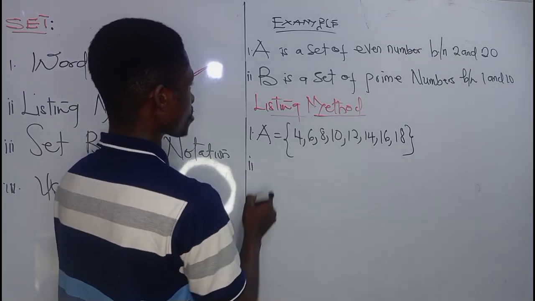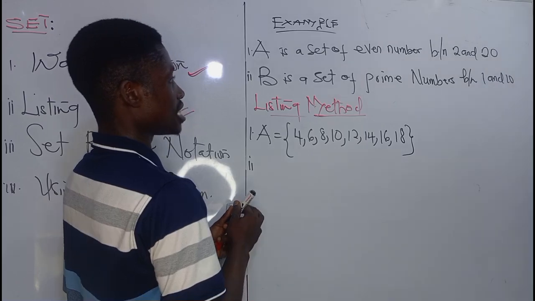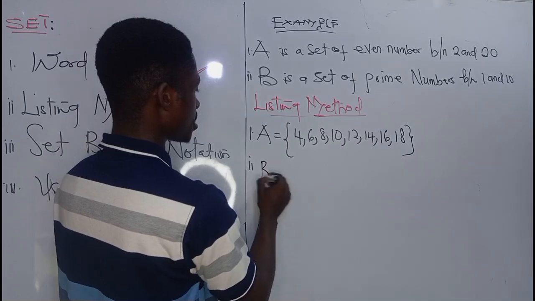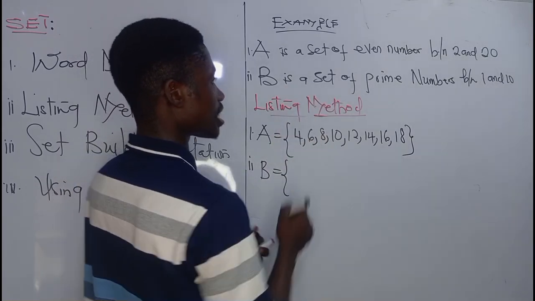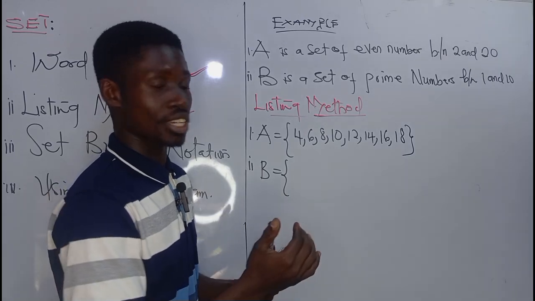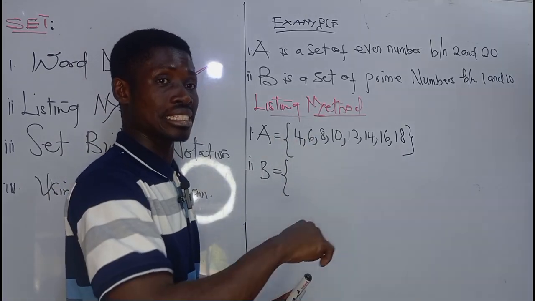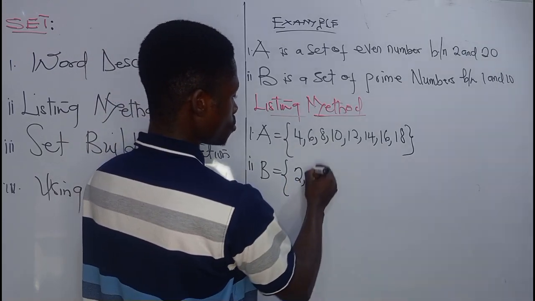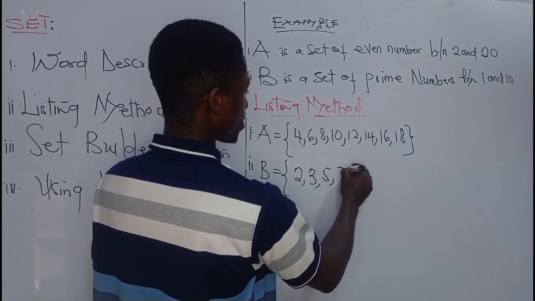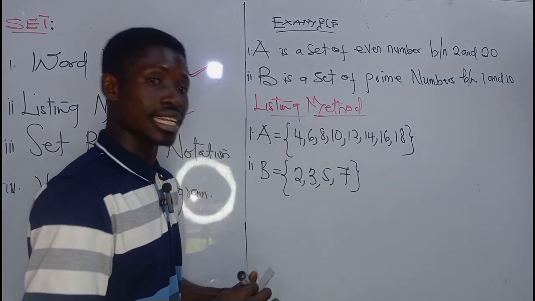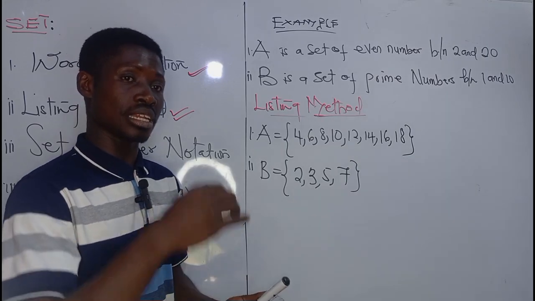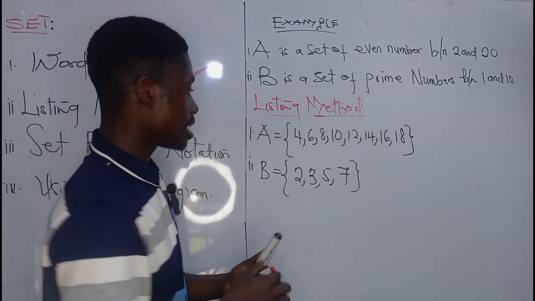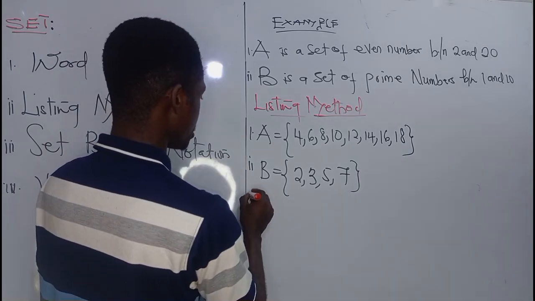Now we can also describe set B by means of listing the elements within set B. So set B, we have D is a set of prime numbers between 1 and 10. So under the listing method, we are going to list the elements of this particular set. So we are going to have 2, 3, 5, and then 7. That is the listing method. Now let's look at the third one, which is the set builder notation.